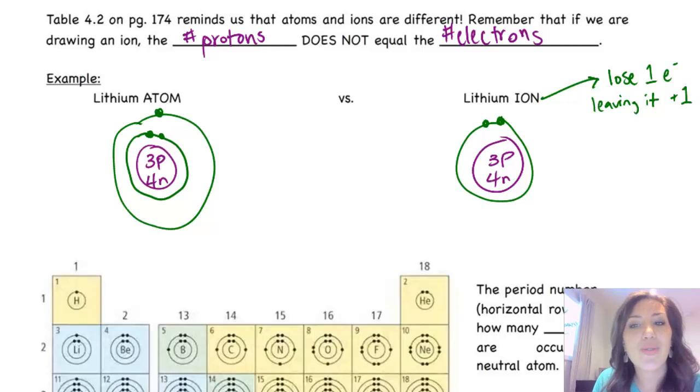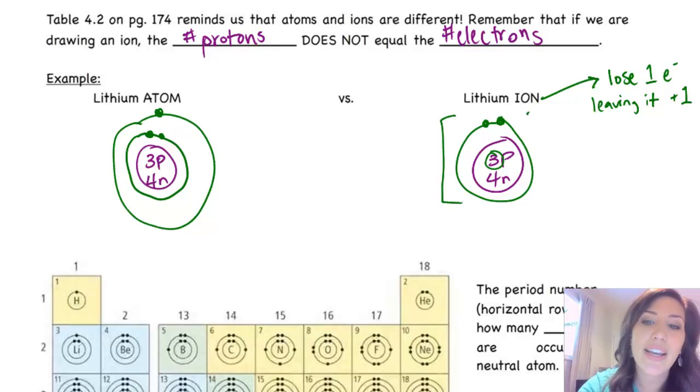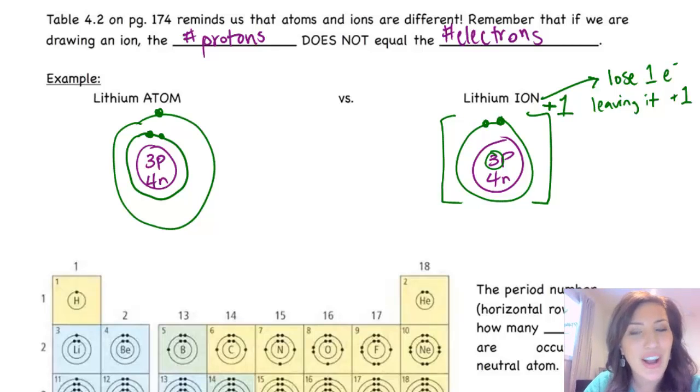So now it is plus 1 because there is 1 more proton than there are electrons, and we will show this with brackets around our Bohr diagram, and then a little plus 1 on the top right corner of our brackets.